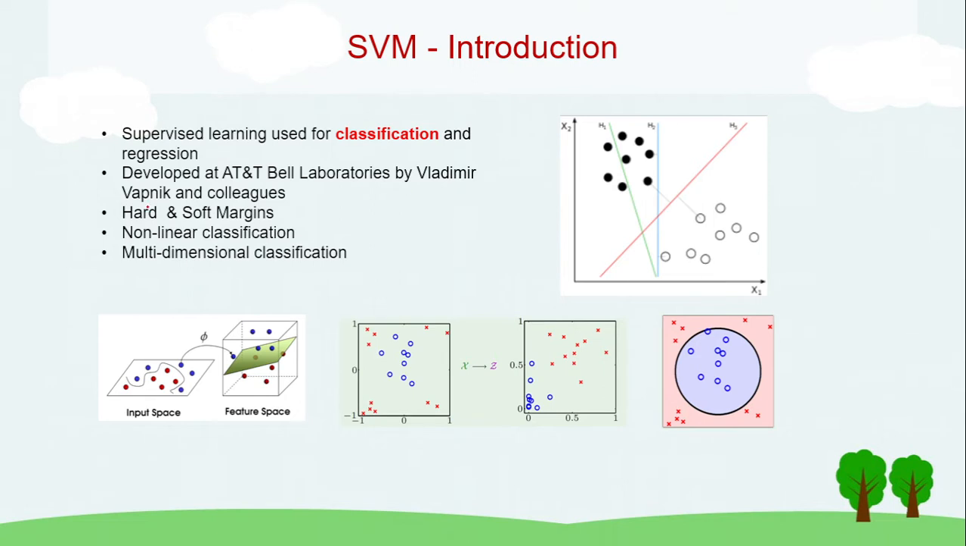So it was developed by Mr. Vladimir. In fact, he gave this concept in the 80s, and later he modified it along with his colleagues at AT&T Bell Laboratories in the 90s. Very, very good mathematics. It's a brilliant idea. There are some terminologies: hard and soft margins, nonlinear classification, multidimensional classification. We will see all those derivations, and we'll try to understand what they are.